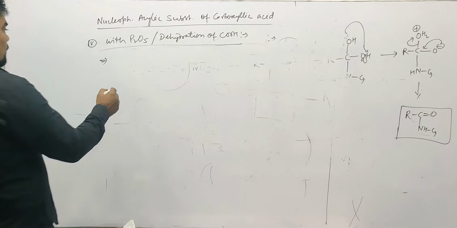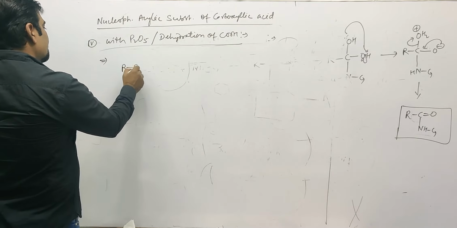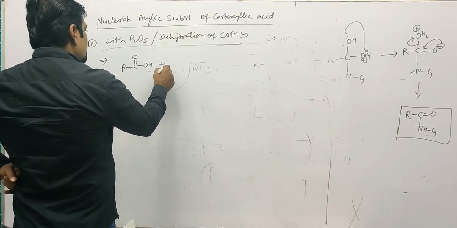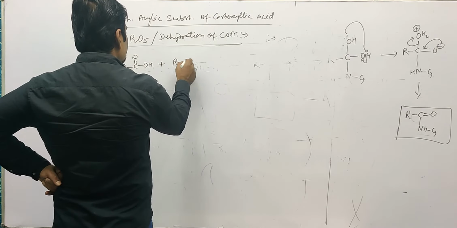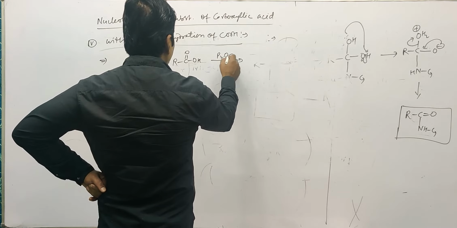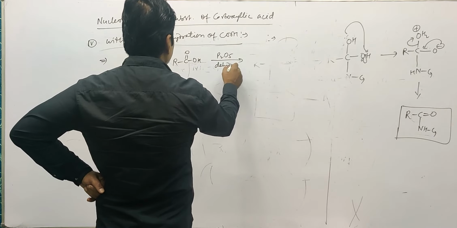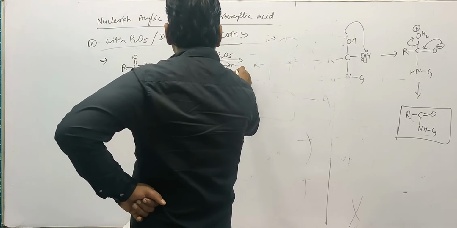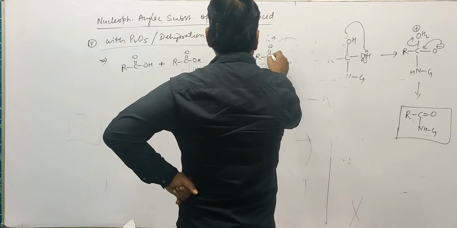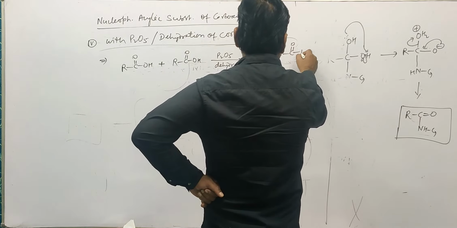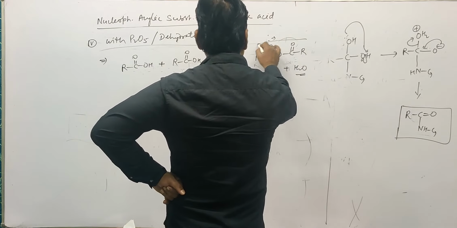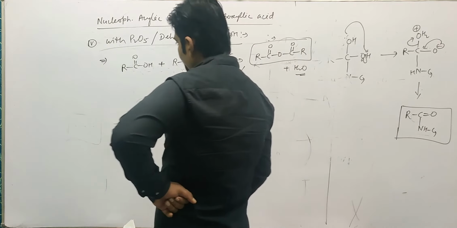Suppose we have RC double bond OH treated with another RC double bond OH. We use P2O5 as a dehydrating agent. If we heat them, it will simply form an anhydride, because two acid molecules cause the elimination of a water molecule. Anhydride is a high molar mass compound.